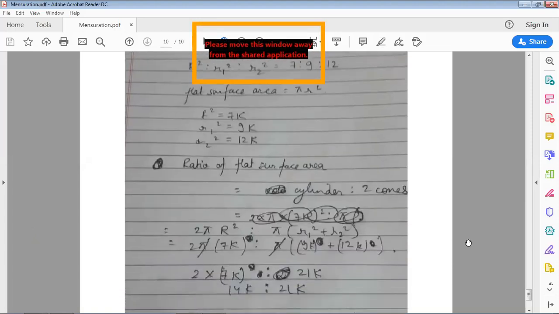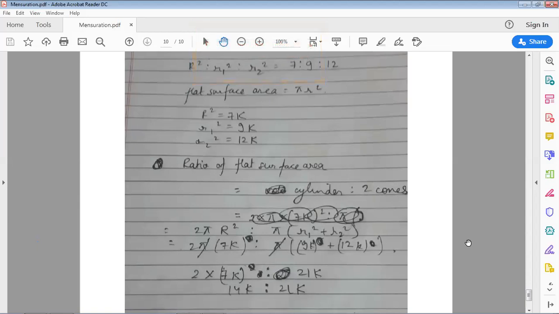Okay, so now we move to the ratio of the flat surface area. That is cylinder is to two cones. That's what is asked in the question. Now, what would be the percentage change in the flat surface area before and after? Before, the flat surface was the flat surface of the cylinder, and after, the flat surfaces were the flat surfaces of the cones. That is why I have taken the ratio of cylinder is to two cones.